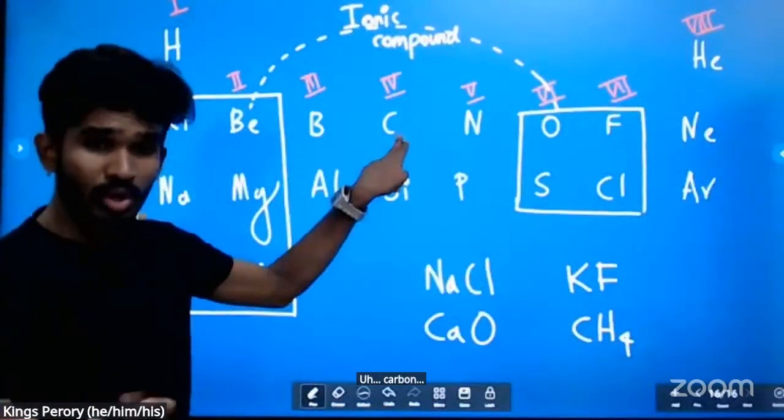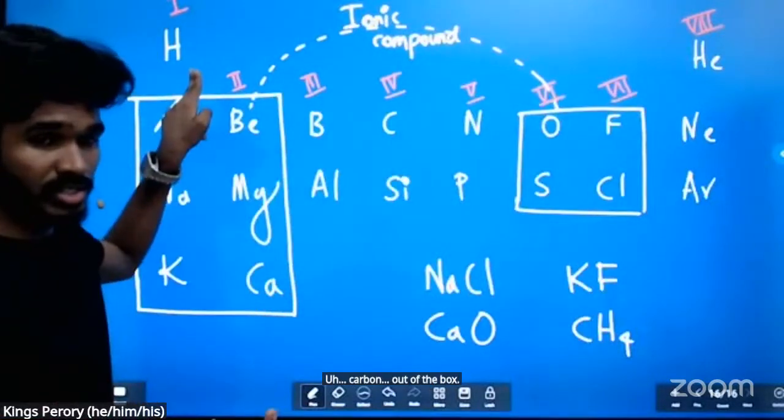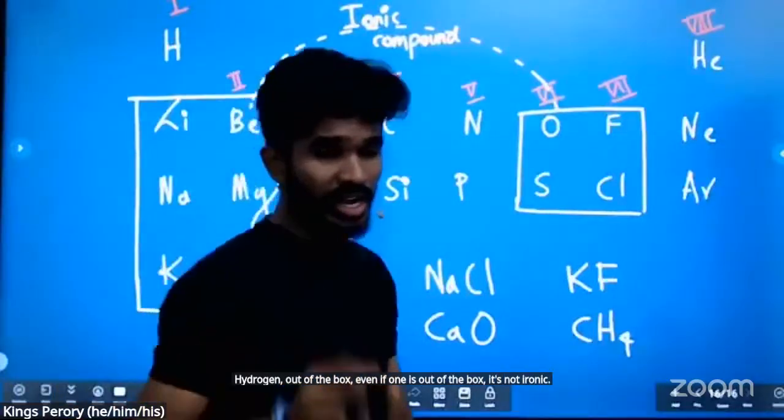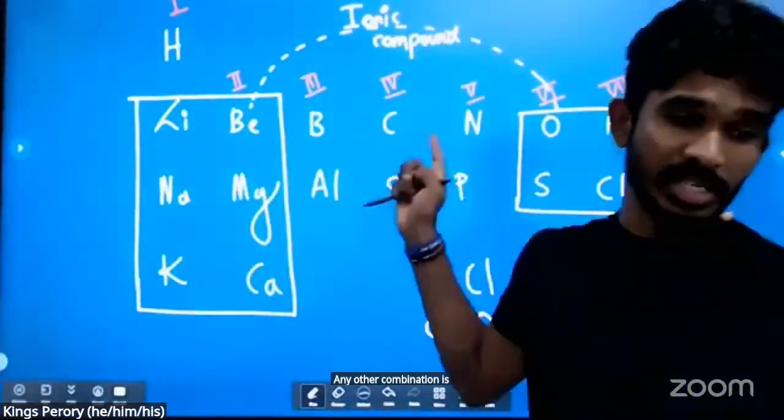Carbon, out of the box. Hydrogen, out of the box. Even if one is out of the box, it's not ionic. Any other combination is covalent. Carbon is out of the box, covalent.